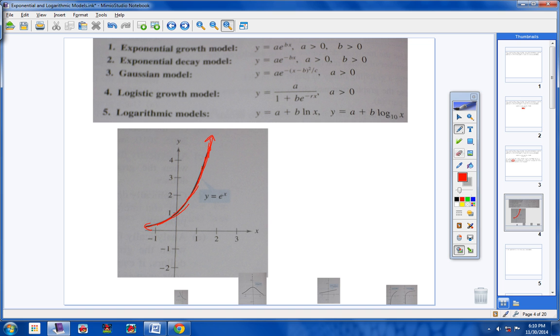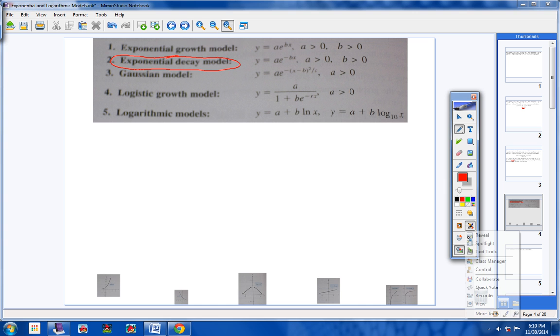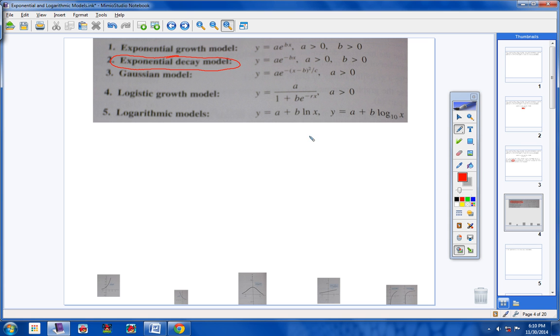All right, let's take a look at model number 2. Hold on one second. There we go. In your notes, I want you to write down exponential decay model. Please copy that in your notes. After you've written that in your notes, go ahead and write down the model. Write down y equals a e to the negative bx, and then put down a is greater than 0 and b is greater than 0. Please write all this down.